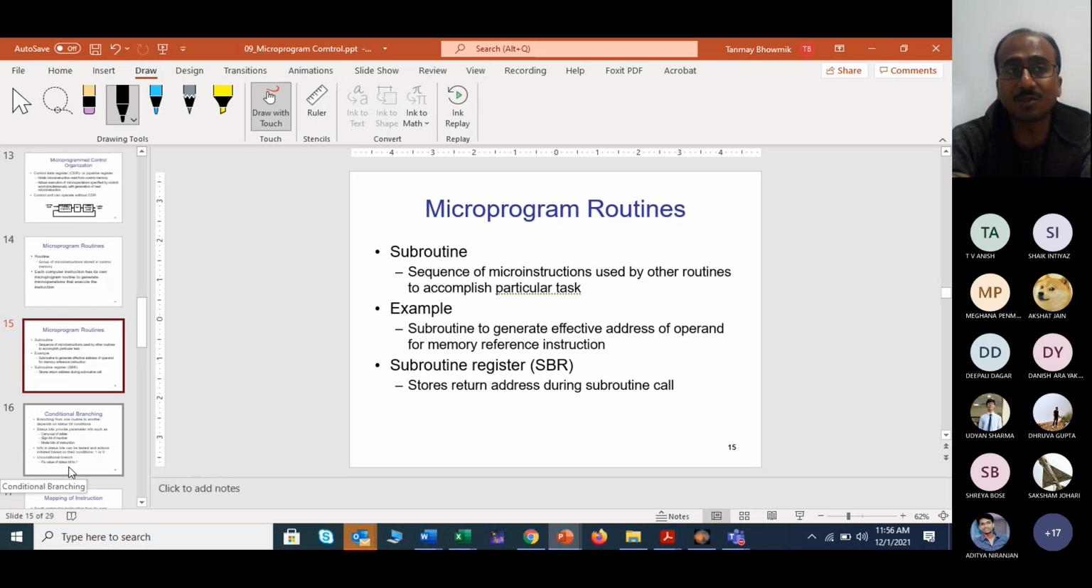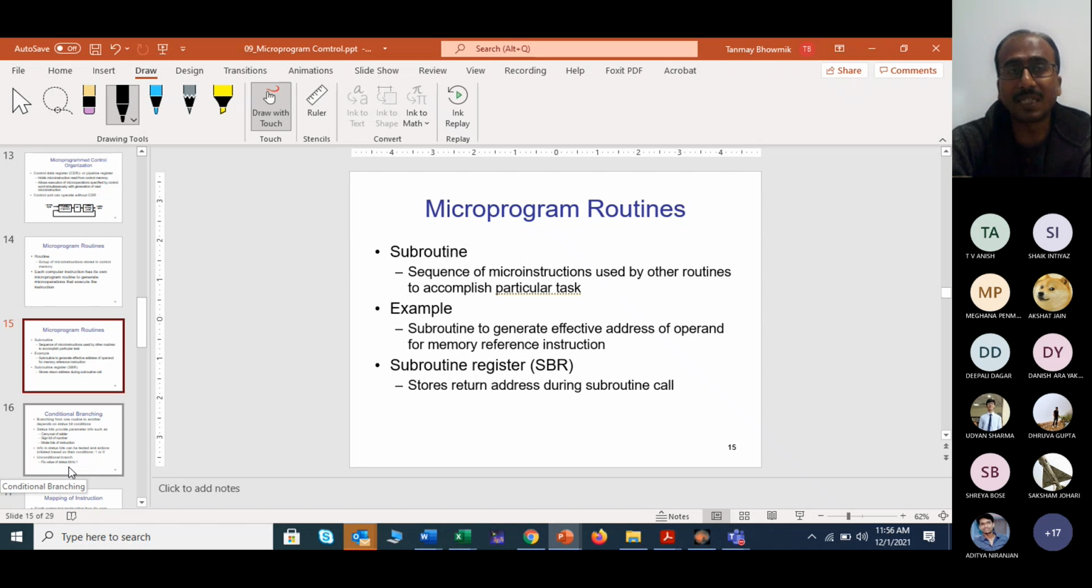Now the subroutine register. When you are doing this, you are jumping from one set of micro instructions to another set of micro instructions, executing your task, and then returning back to the address where you initiated those instructions. All these things you need to store somewhere, right? So this subroutine register actually stores the return address during the subroutine call.